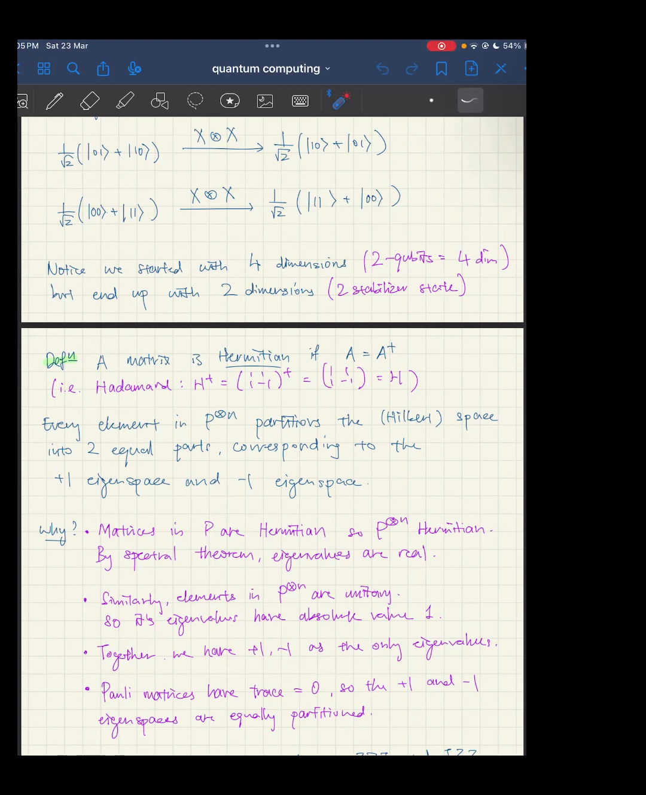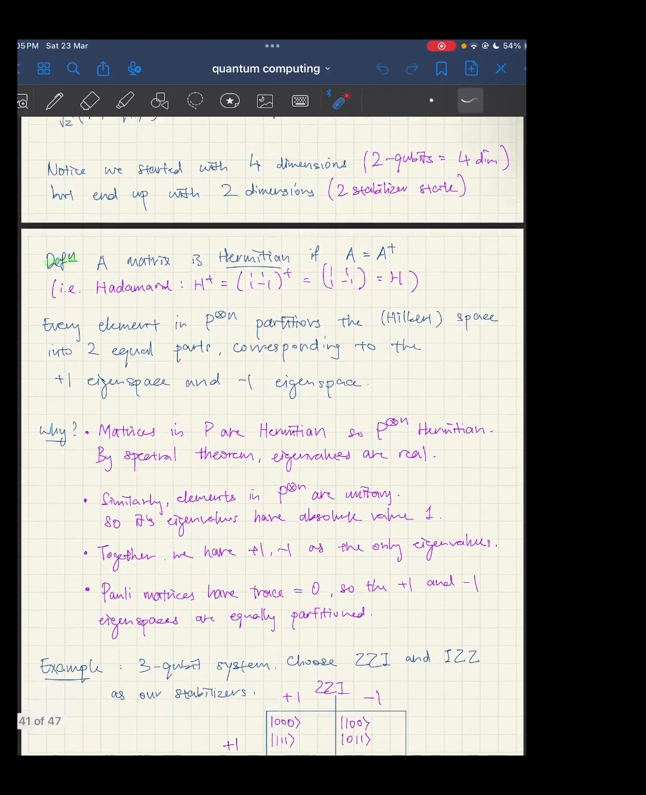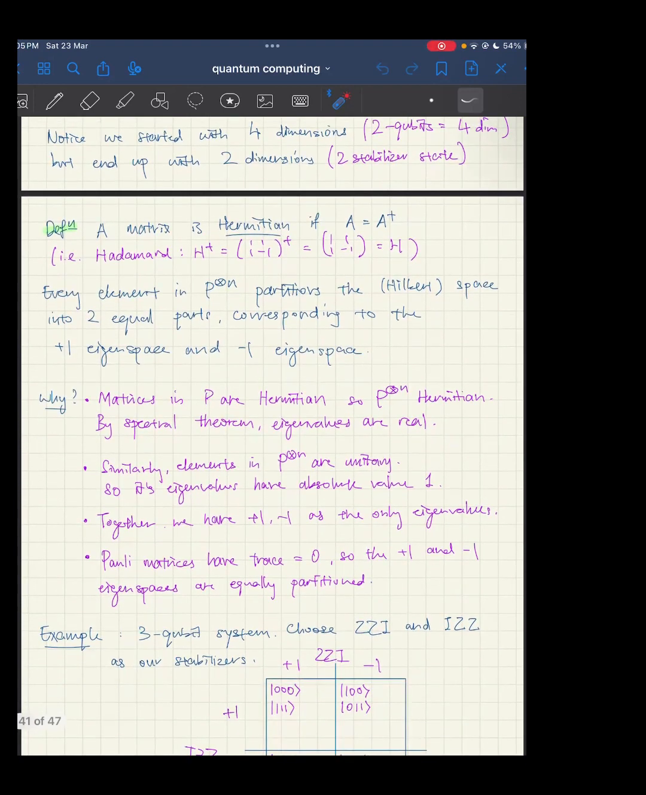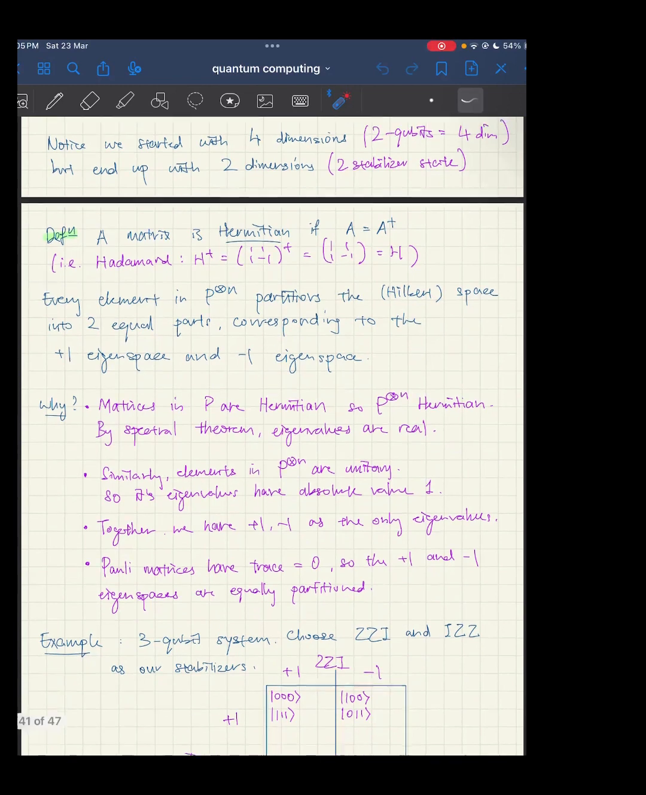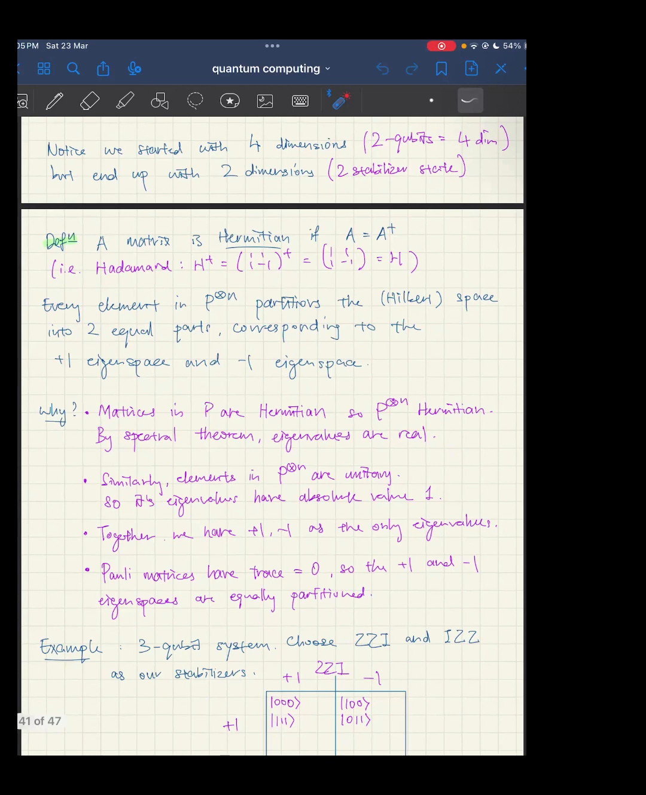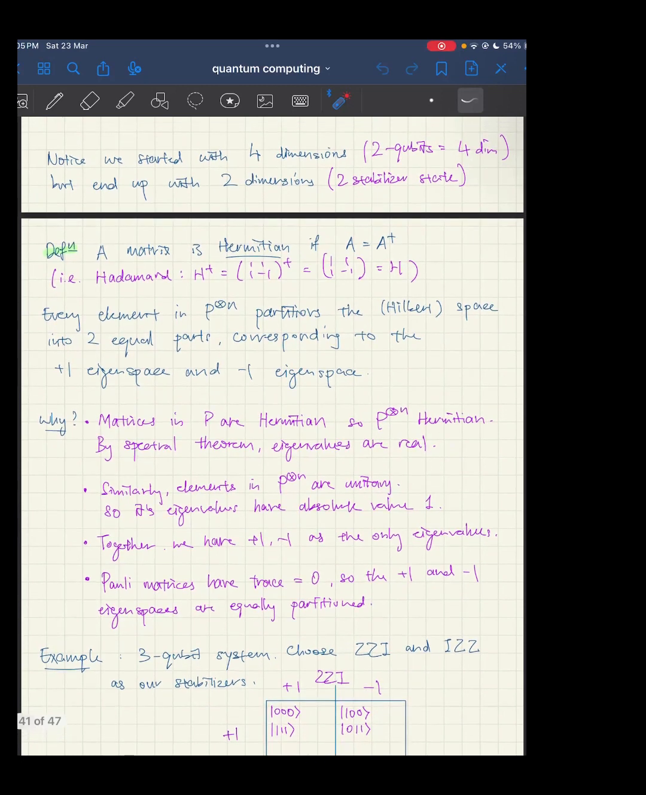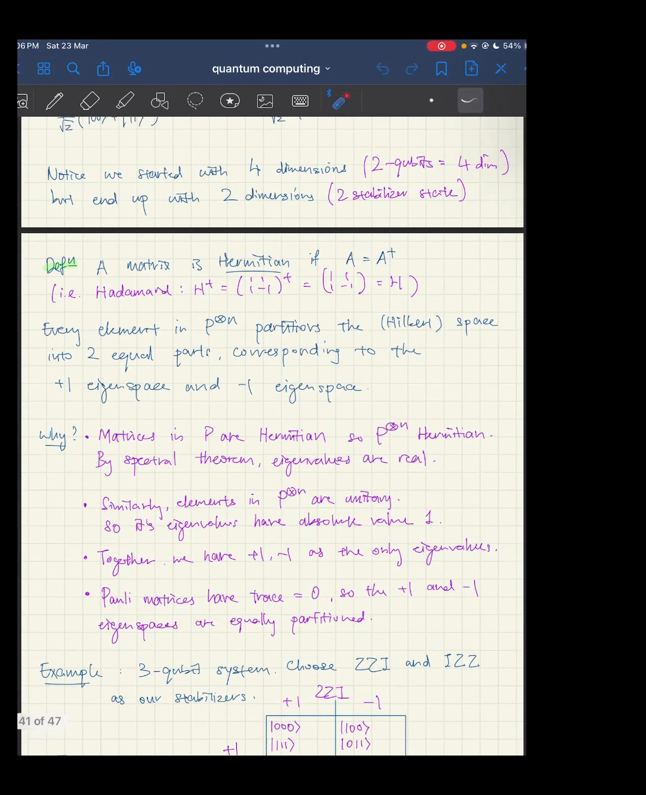So the claim here is that every element of the n-dimensional Pauli group partitions the Hilbert space, or the vector space that we're working with, into 2 equal parts. And these 2 equal parts will correspond to the +1 eigenspace and the -1 eigenspace of the operator that we chose. Right.